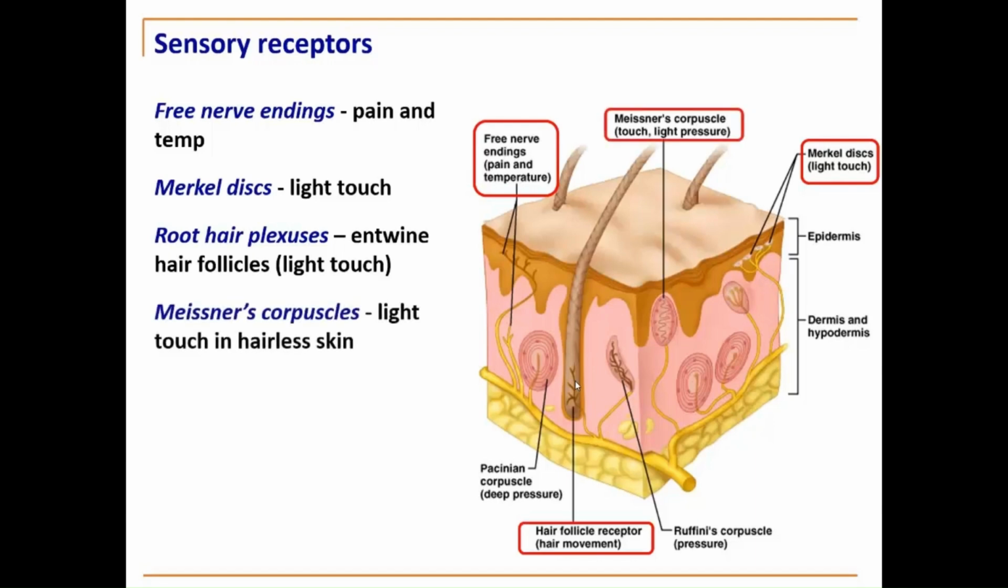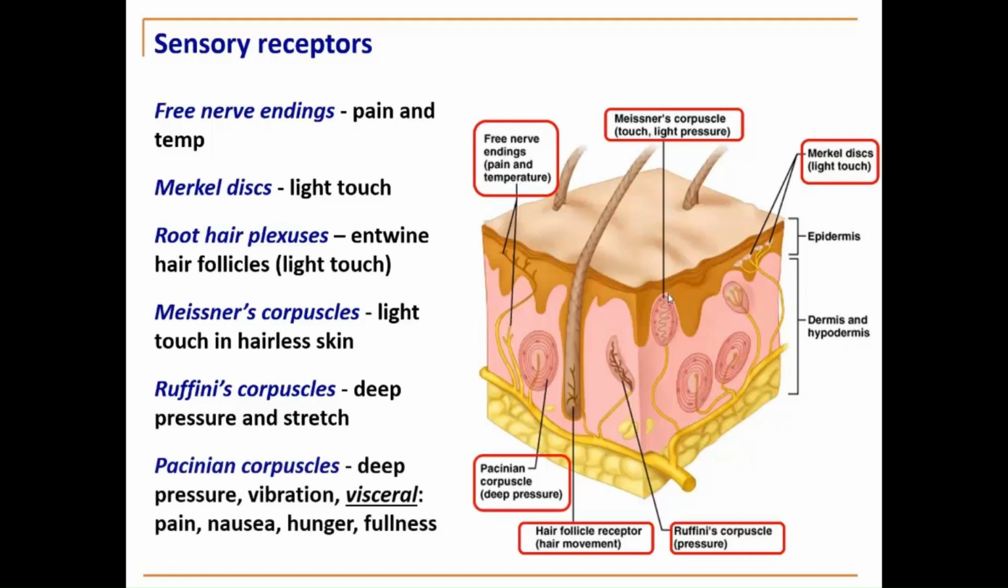You've got the Meissner corpuscles, again near the surface, so to do with touch and light pressure in hairless skin areas. So you've got the hairy areas with the root hair plexus, and the Meissner's corpuscles in the hairless regions of skin. You've got the Ruffini corpuscle. Looking at the location, they're a little bit deeper, so it's more to do with deep pressure and stretch. And your Pacinian corpuscles again look quite deep down. They're in the deeper skin, and they're to do with deep pressure and vibration. And when you're talking about your visceral system, that's to do with pain and nausea, hunger and fullness. Viscera, remember, is your internal organs.